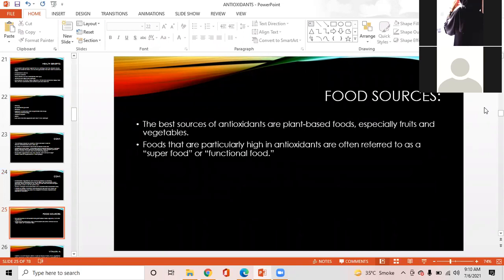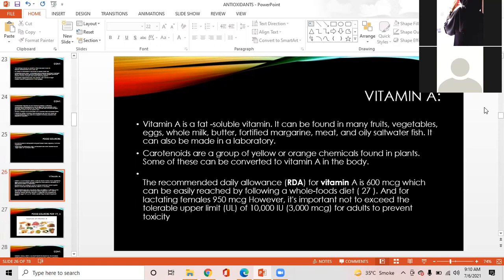Food sources. The best sources of antioxidants are plant-based foods, especially vegetables and fruits. Foods that are particularly high in antioxidants are often referred to as superfoods or functional foods. Vitamin A. Vitamin A is a fat-soluble vitamin. It can be found in many fruits, vegetables, eggs, whole milk, butter, fortified margarine, meat, oil, and oily saltwater fish. It can also be made in a laboratory.